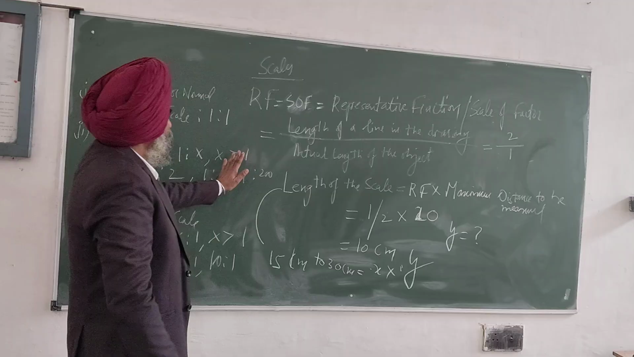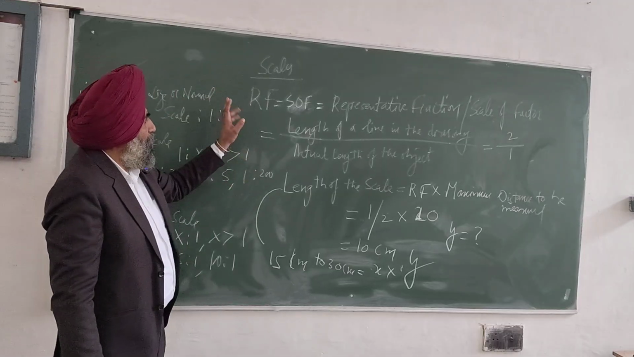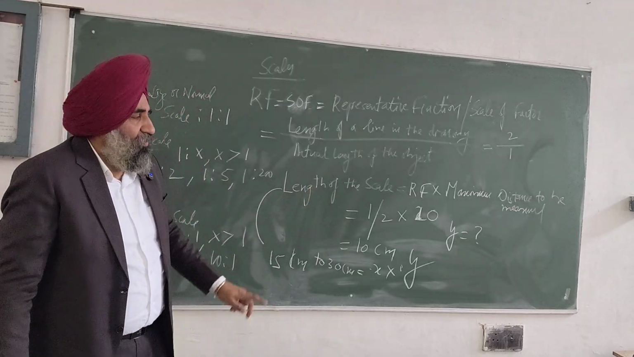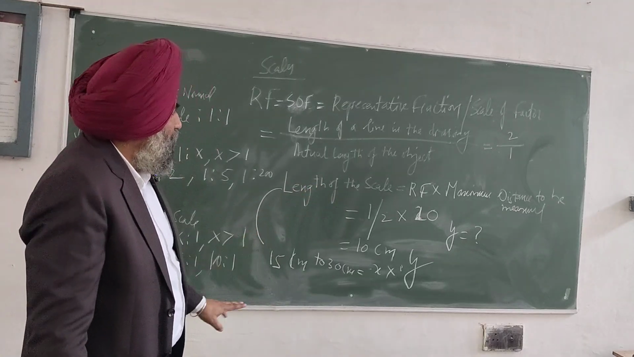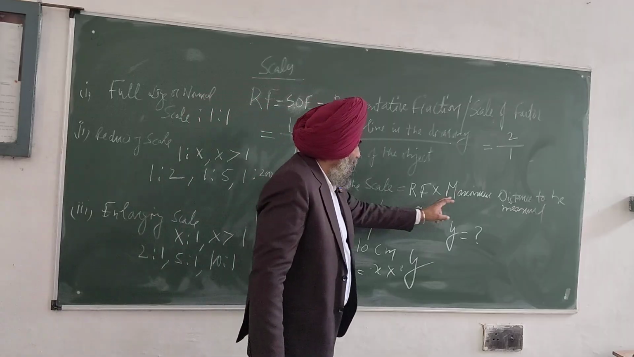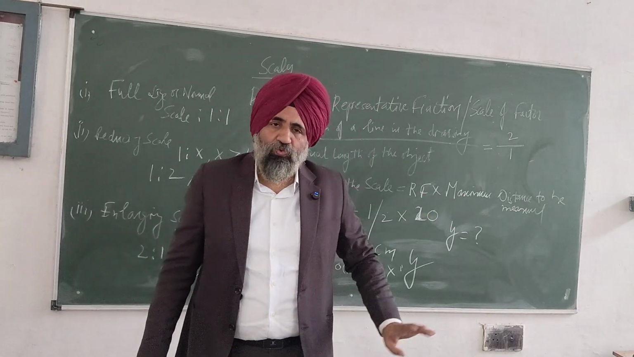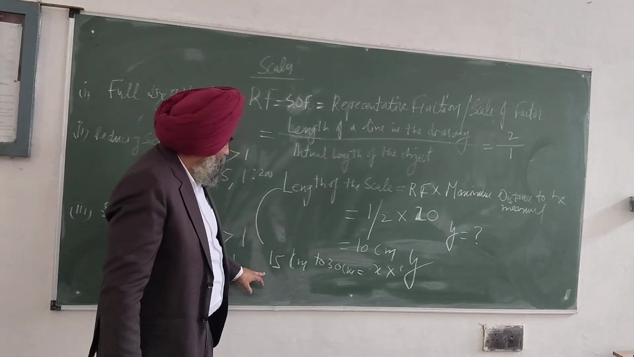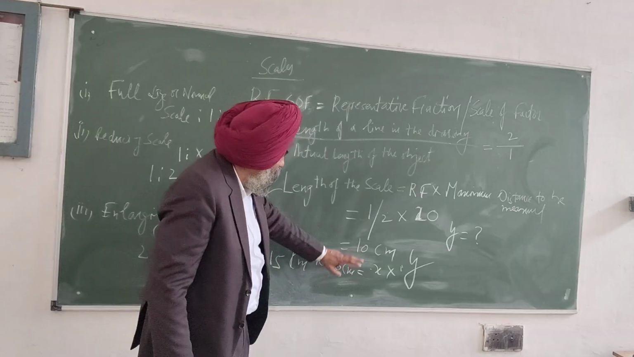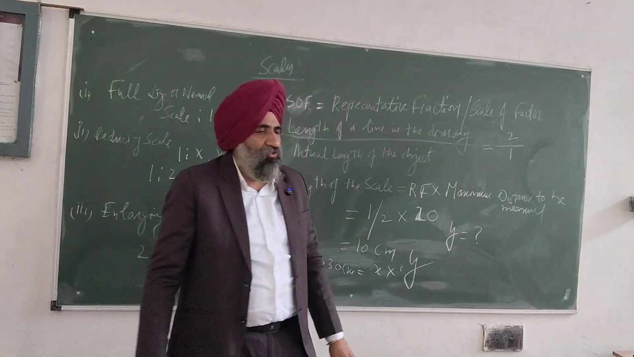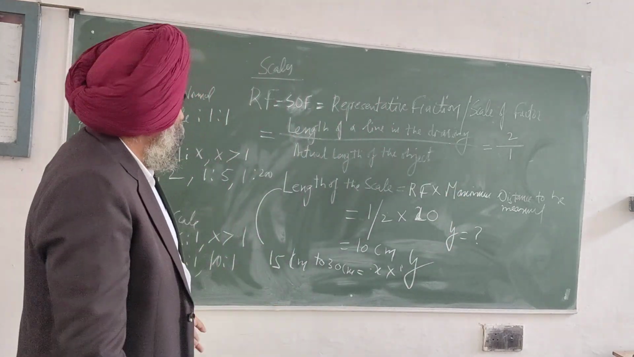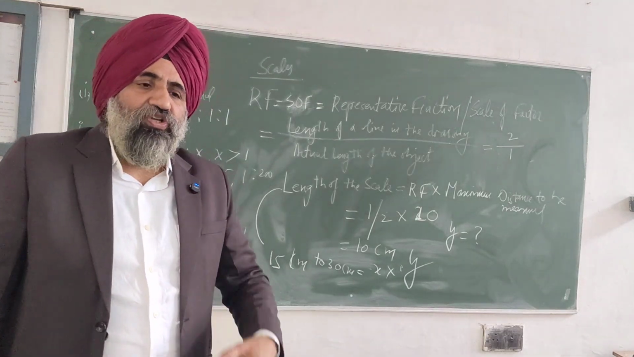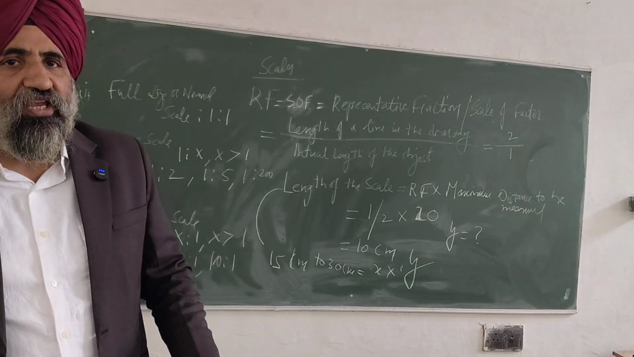So for us, in scale, there are 2 important things: one is RF, and another is the length of the scale. If the length of the scale is given to you, it is better. If it is not given, and RF and maximum distance are given, you can calculate the LOS. Otherwise, take the LOS to be variable from 15 centimeter to 30 centimeter. Corresponding to that, you can calculate the maximum distance or RF as per the requirement. The 6 types of scale will be discussed in a subsequent class. Thank you very much.